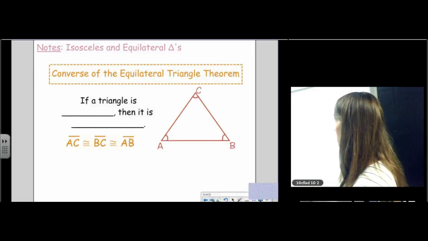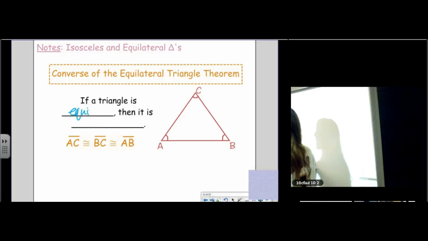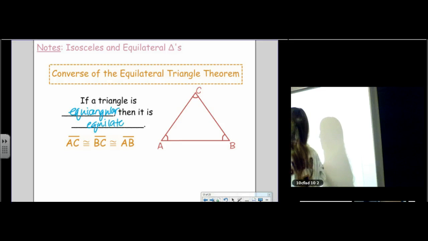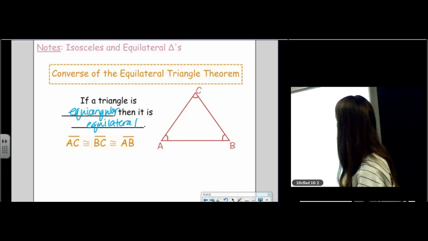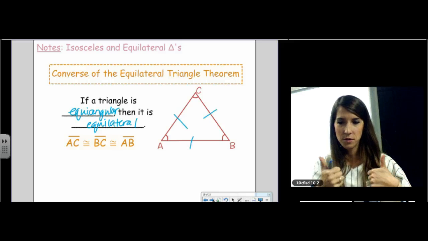The converse would be if a triangle is equiangular, then it's equilateral. All right. So if all angles are congruent, then all sides are congruent. Woohoo!